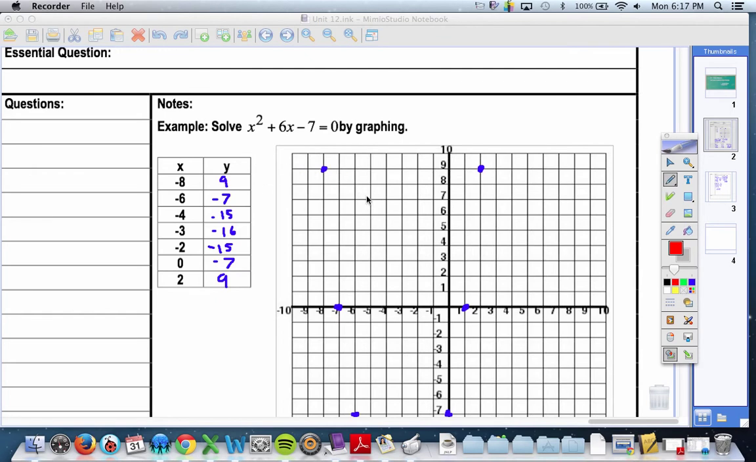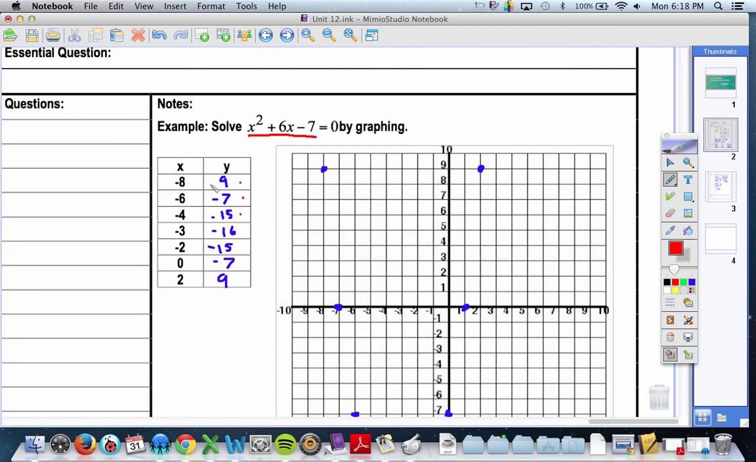First example, it says solve x squared plus 6x minus 7 equals 0 by graphing. So what we want to do, there's a couple different ways we can solve this. We can plug x squared plus 6x minus 7 into the calculator and look at the graph and look at the table, which is what I did to get these points.